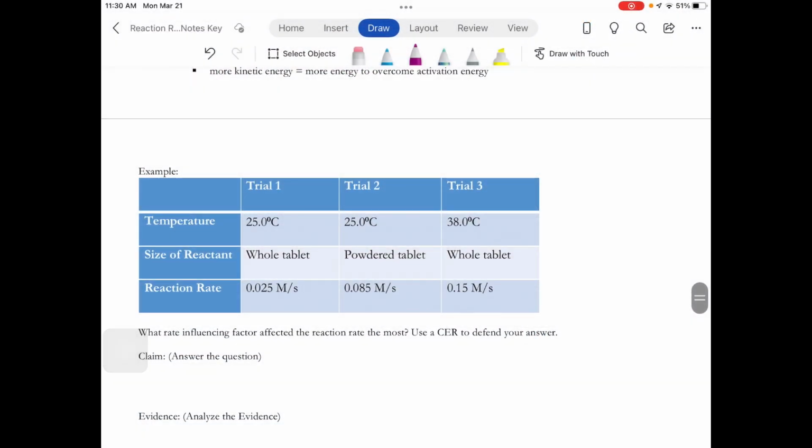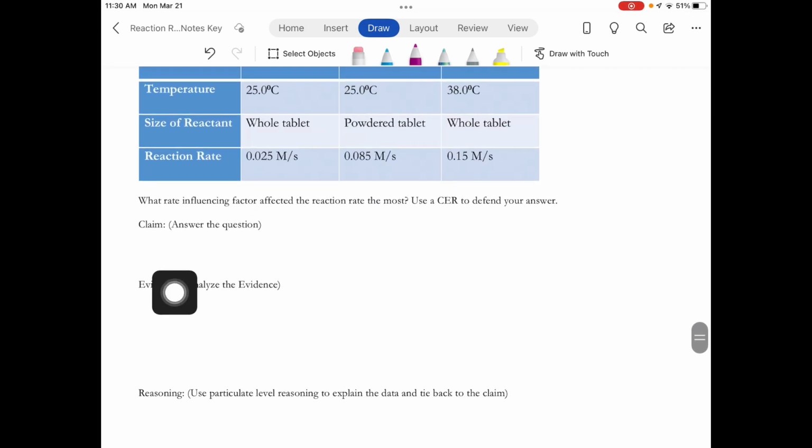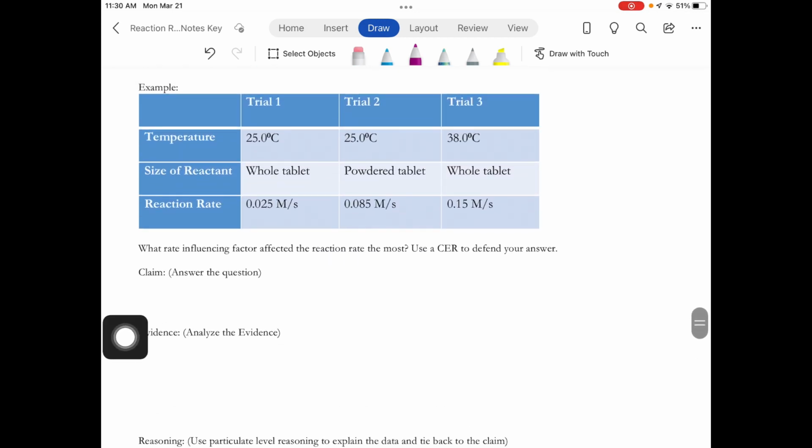So here's an example. And my question, we're going to do a CAR with this. What rate influencing factor affected the reaction rate the most? We're going to use a CAR to defend the answer. So we have trial 1, trial 2, and trial 3. Trial 1 happened at 25 degrees Celsius with a whole tablet, and then this shows what the reaction rate is. Trial 2 had the same temp, but now we had a powdered tablet, and it had this reaction rate. And then trial 3 had a higher temperature, a whole tablet again, and 0.15 molar for the reaction rate.